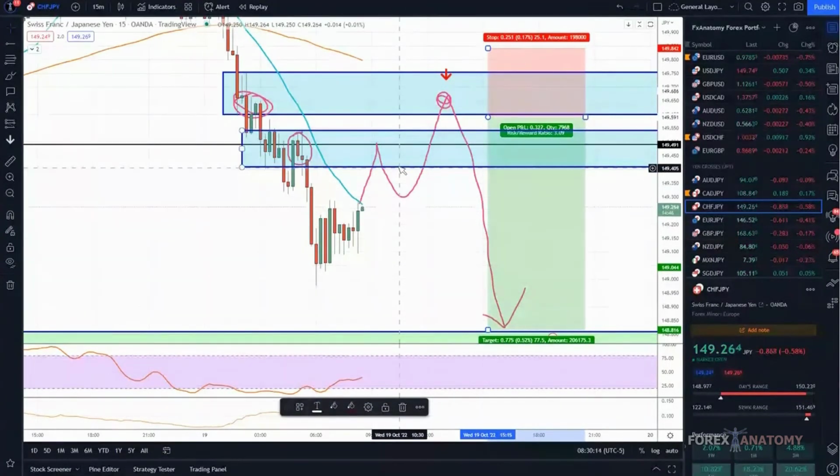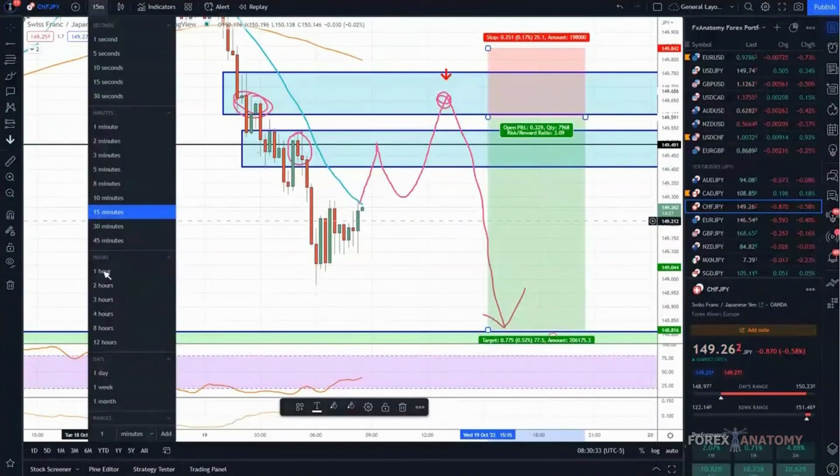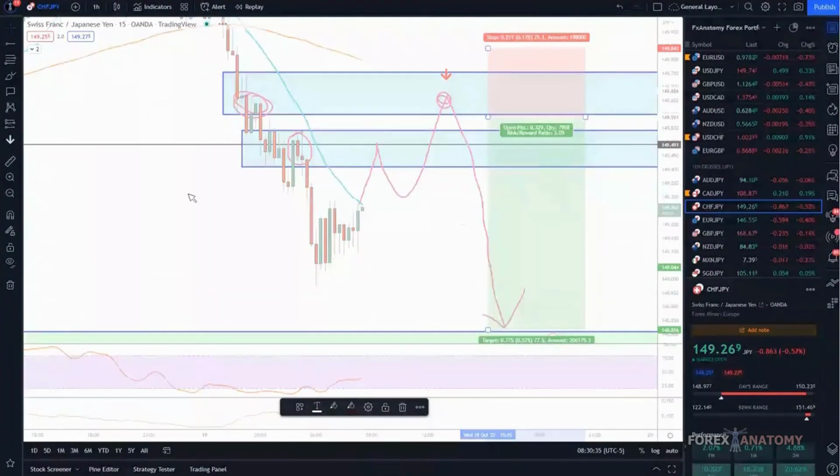However, like I said before, we may want to enter on bearish confirmation. So if price does reach this zone, look for that confirmation on the 15-minute chart before you decide to engage yourself in this particular setup. So yep, that's the Swiss franc Japanese yen. Are there any questions about this particular setup before we move forward?